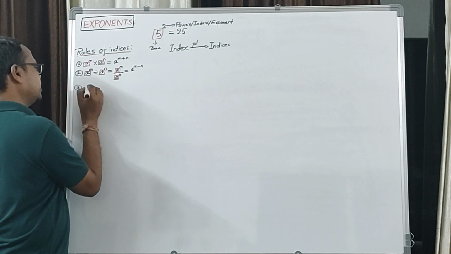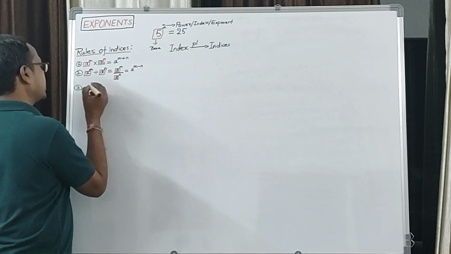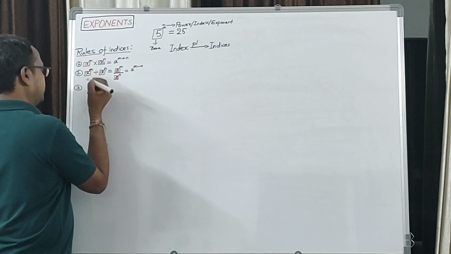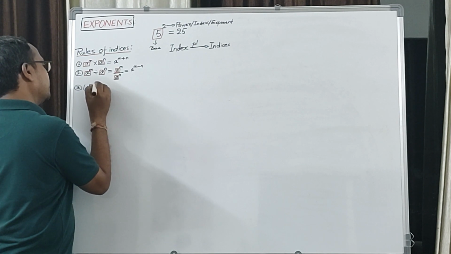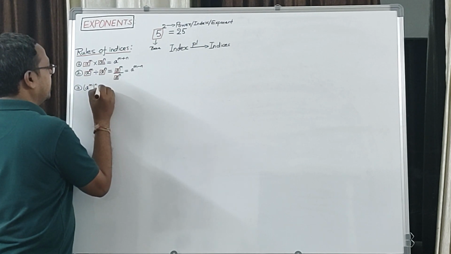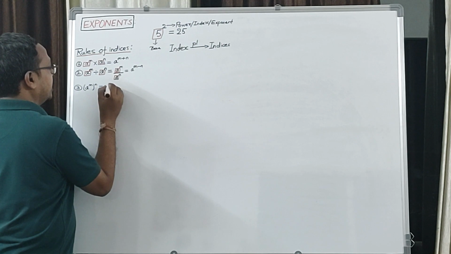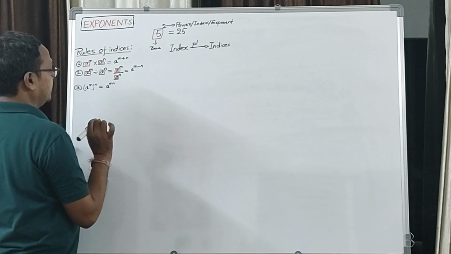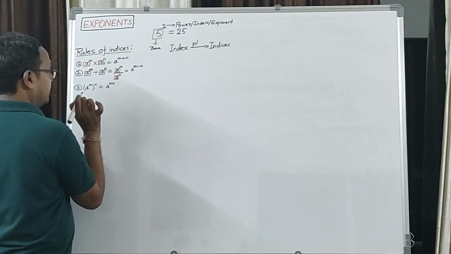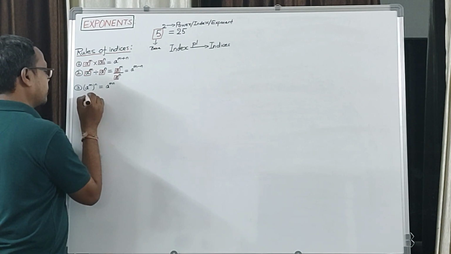Third rule says, there are many rules actually. I'm just trying to write as many rules as possible. A raised to the power m, whole raised to the power n, what can we write? We can write it as a to the power mn, right? A to the power mn. Please make a note of that.